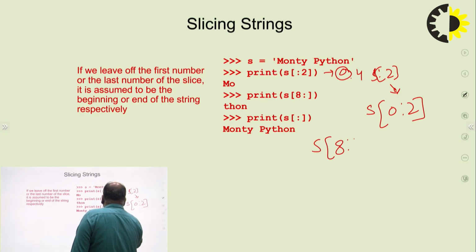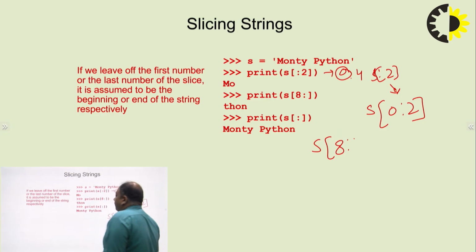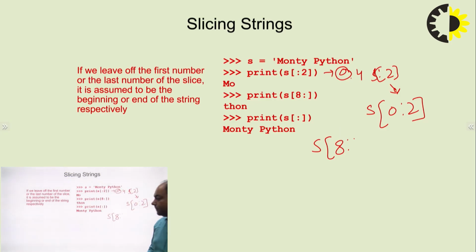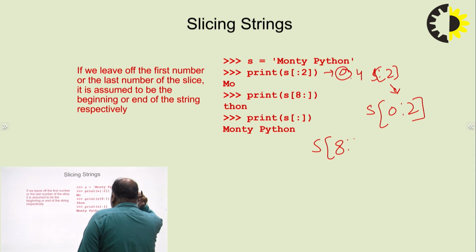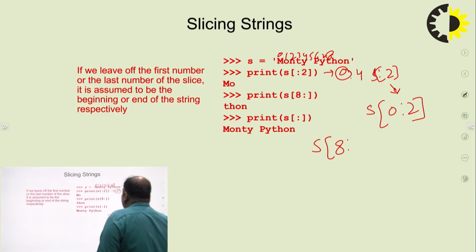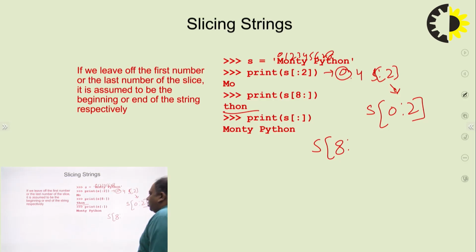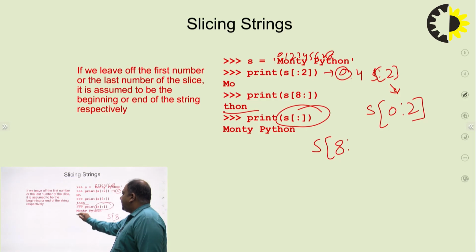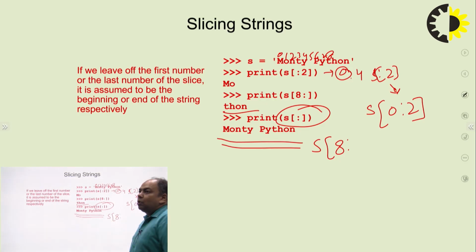In the same way, 8 colon means all the characters in the string after the 8th. So 0, 1, 2, 3, 4, 5, 6, 7, 8. So all the characters after 8, so it represents thon. And if we don't give any range and just write a colon, it represents the whole string. So it represents Monty Python.